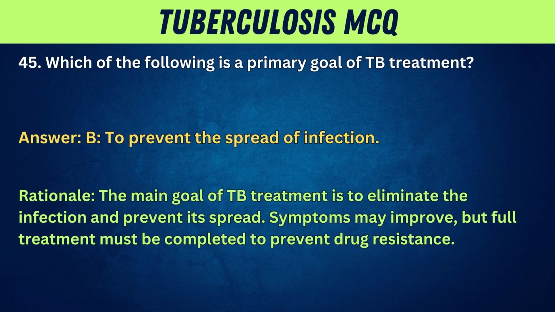Answer: B. To prevent the spread of infection. Rationale: the main goal of TB treatment is to eliminate the infection and prevent its spread. Symptoms may improve, but full treatment must be completed to prevent drug resistance.